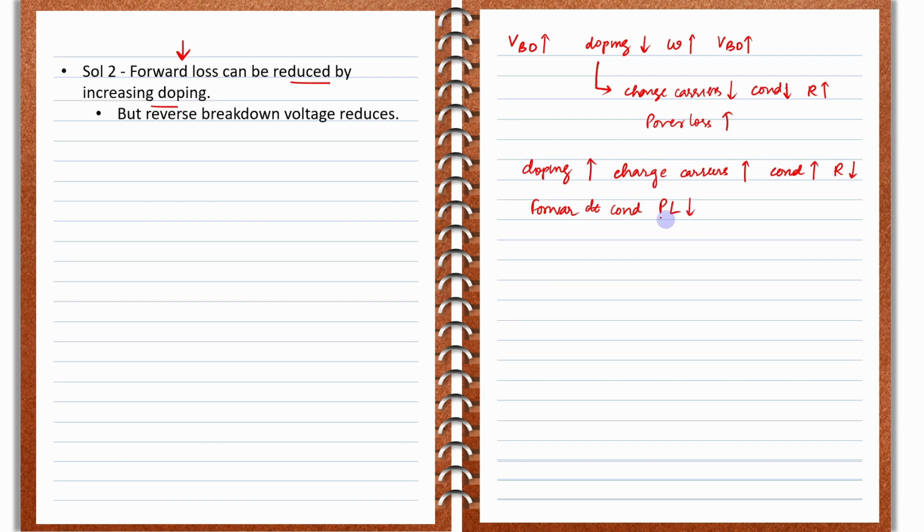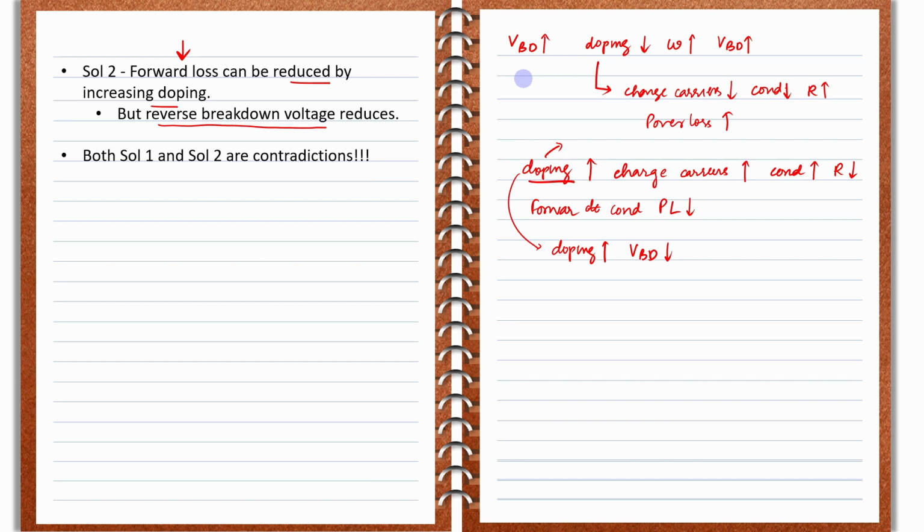But the problem here is that once you increase the doping, the reverse breakdown voltage reduces, right? See, when the doping is reduced, the breakdown voltage increases. But when you increase the doping, what will happen? I'll write it here. When the doping is increased to reduce the forward conduction loss, the voltage at breakdown, VBD, will decrease. So these two solutions are contradictions. The problem is that both these solutions are contradictory. You are trying to increase the breakdown voltage, but at one point you are getting high forward conduction loss.